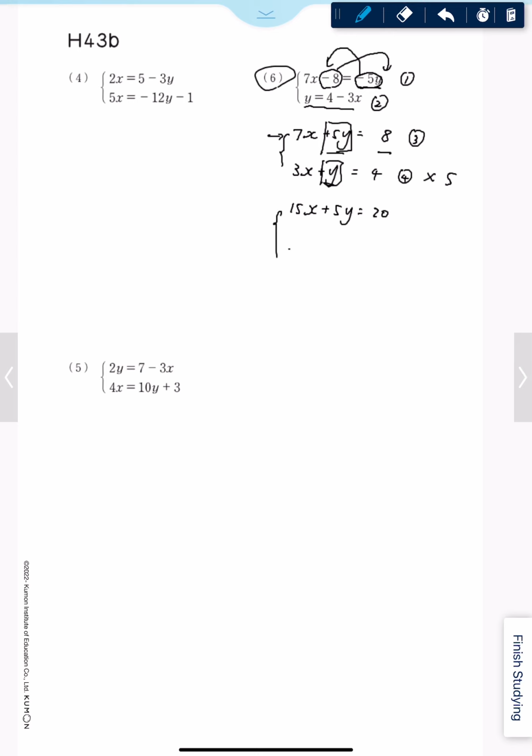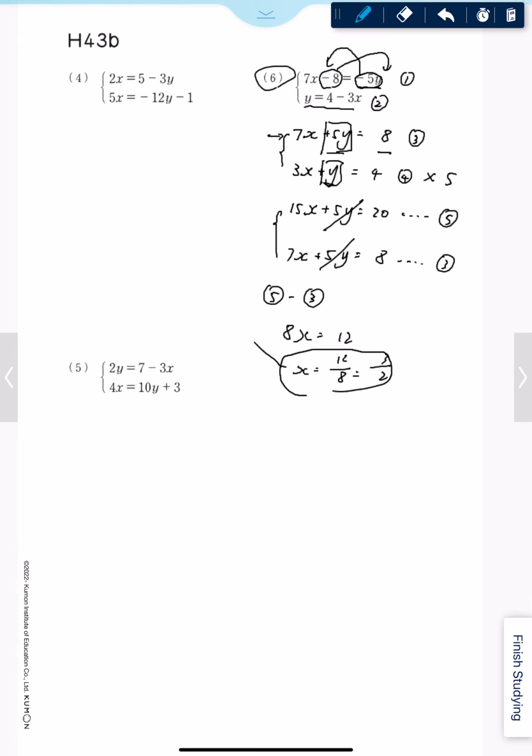Compare this with the original equation number 3, which is 7x plus 5y equal to 8. I then can subtract, I call it equation number 5, and this is my old equation number 3. I can use equation number 5 minus equation number 3, which I will get 8x, the y cancels out, is equal to 12. Once this is done, then I will get 12 over 8, which is 3 over 2. Okay, that's my x, and I can substitute this back into equation number 2 to get my y. Okay, so same idea. I just want you guys, I'm lazy, I want you guys to try as well.